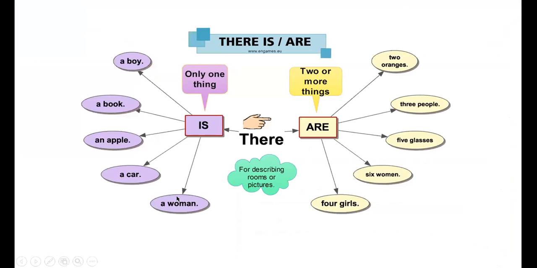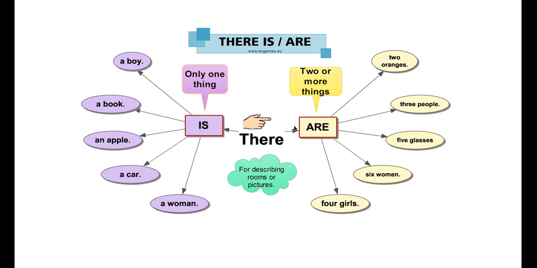So now we're going to try to create some examples. Look at this, there is and there are. We have there is for singular things, right? Only one thing. Example, there is a boy. How many boys? Only one, right? There is a book. How many books? Just one, right? There is an apple. How many apples? One apple. So you have to have that clear, right? There is for singular objects, things, or even a person. There is a car, there is a woman, okay?